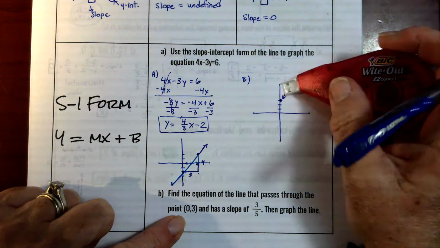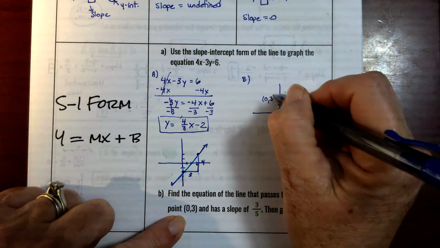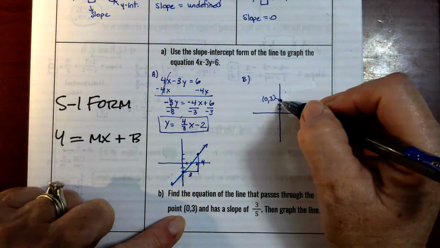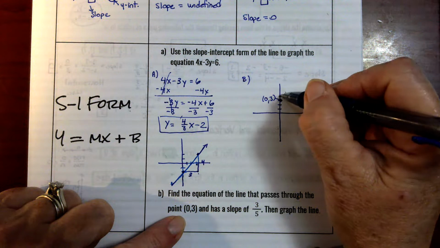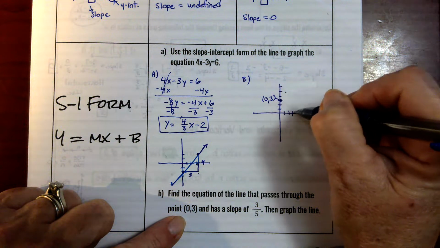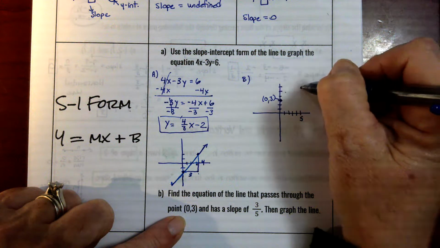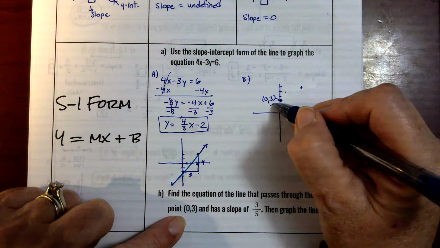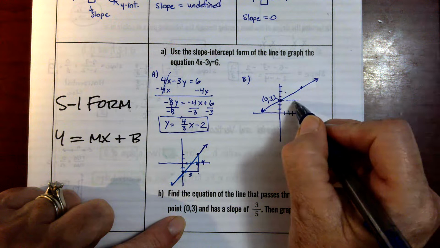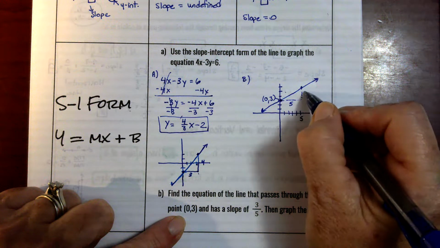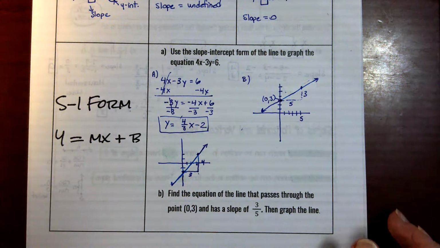Let me get this out of the way. Rewrite my way of plotting points. So this point is (0, 3). And from here, as long as I have 1 point on the line, the slope is all I need, because from there I know I'm going to rise 3 and run 5. 1, 2, 3 over 5, and that is the slope of 3/5. This would be 5, up 3, and that's the line. Okay.